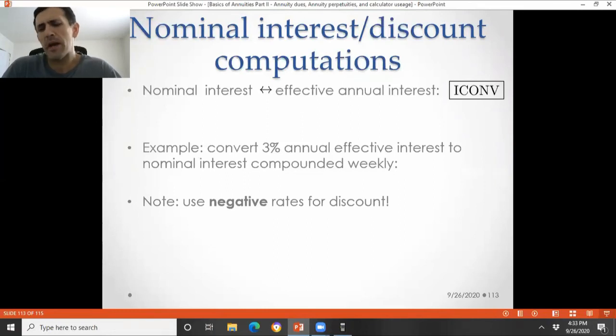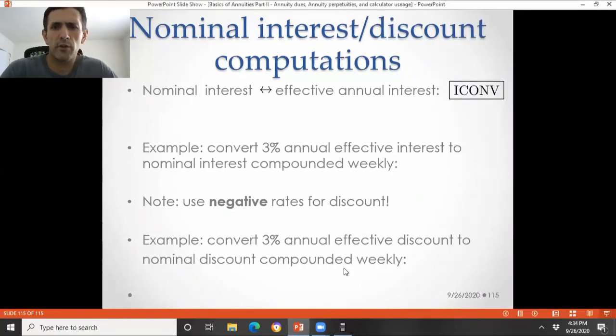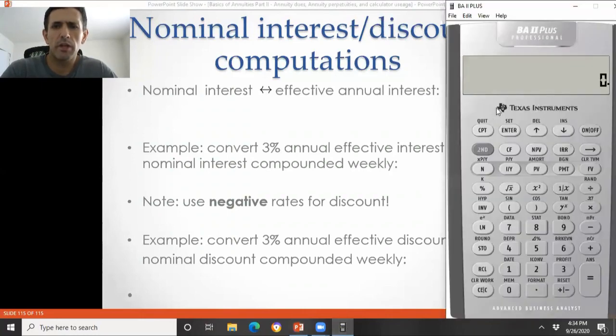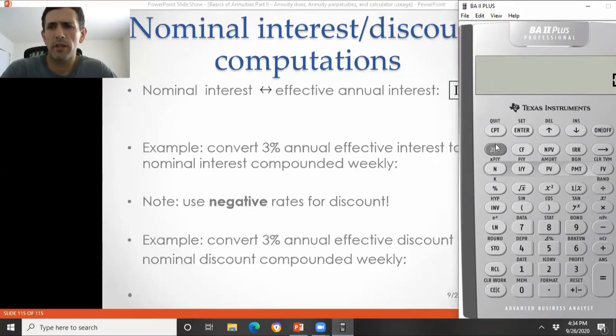And if you think about it, we didn't dwell on this too much, but really, it makes sense. A negative interest rate is the same thing as a positive discount rate. So, right, let's convert 3% effective annual discount to nominal discount compounded weekly. So basically the same kind of thing here.